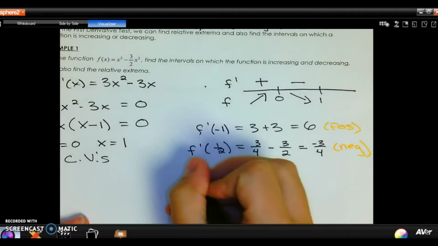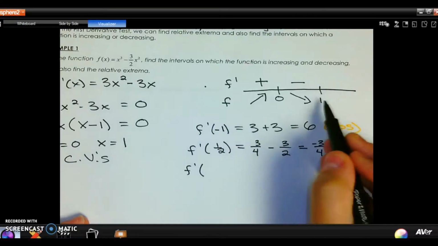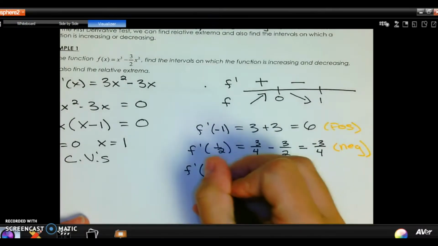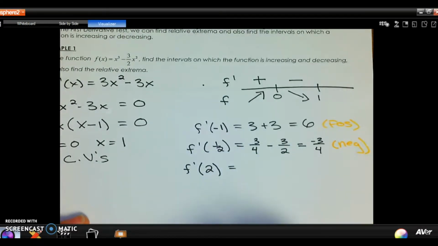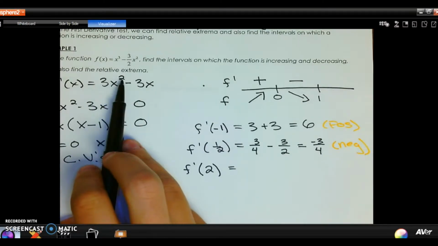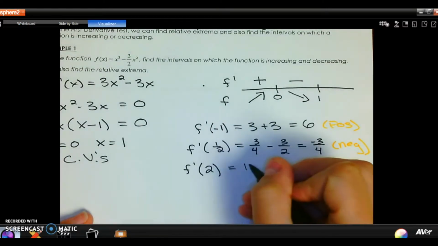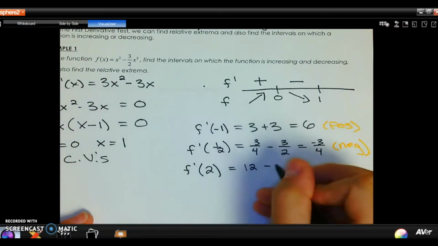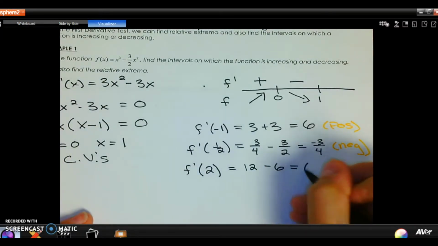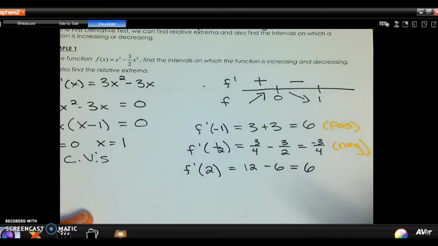Okay, and the last one, we're going to plug in a number to the right of 1. I picked 2. You could pick your favorite number to the right of 1. When you plug in a 2, 2 squared is 4, times 3 is 12. And then plug in a 2 there, so you get a negative 6. So that gives me positive 6. It's just a coincidence that those happen to be the same. That doesn't always happen. And again, I don't really care that it's a 6. I care more that that 6 is positive.